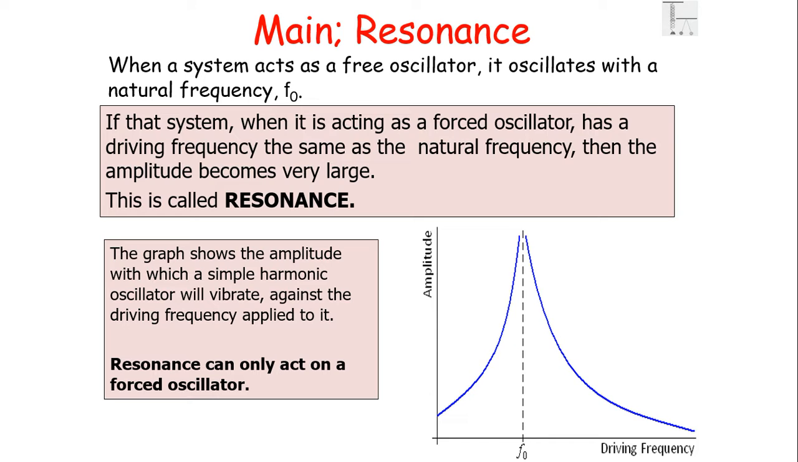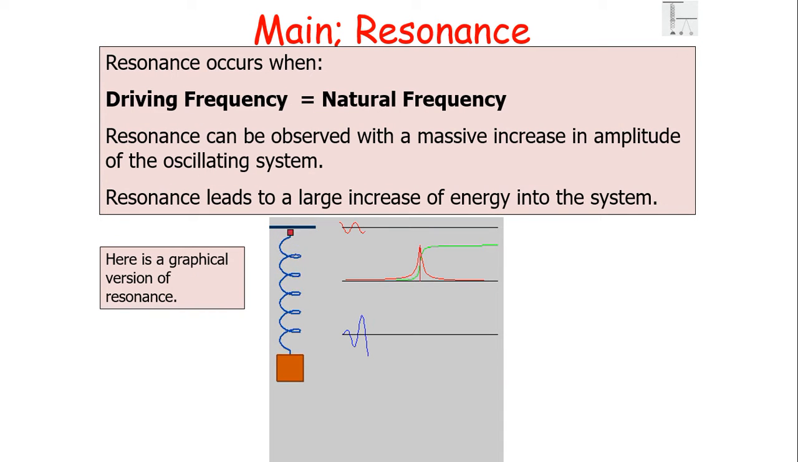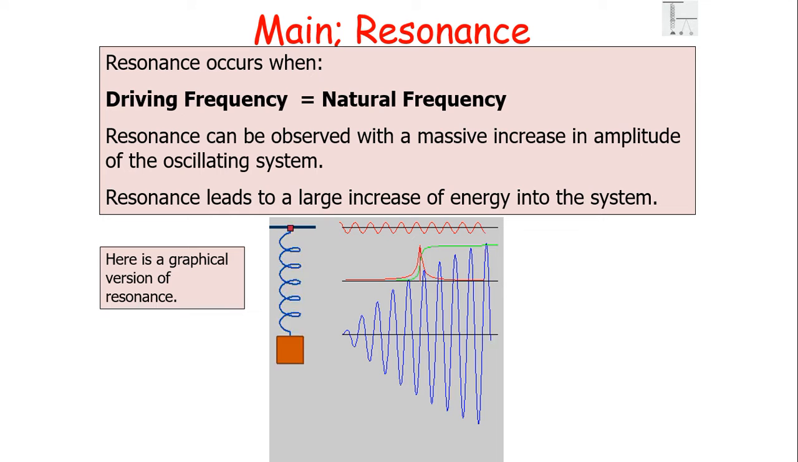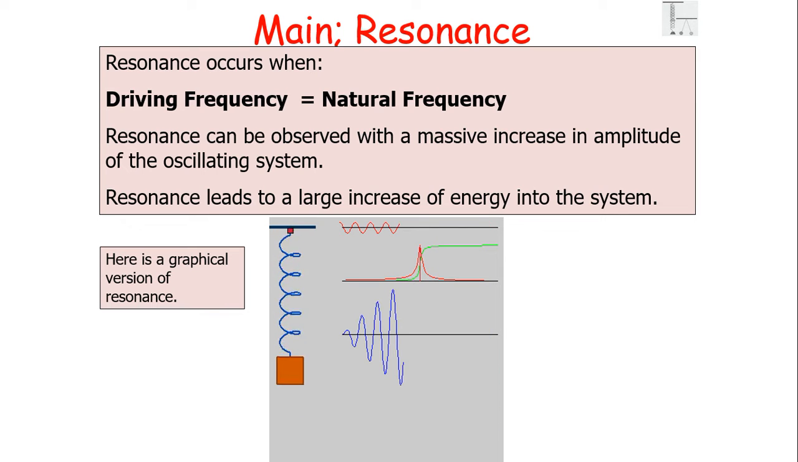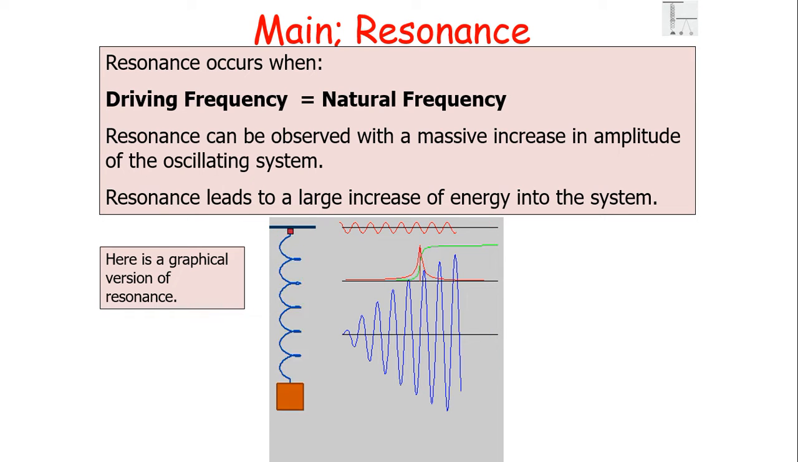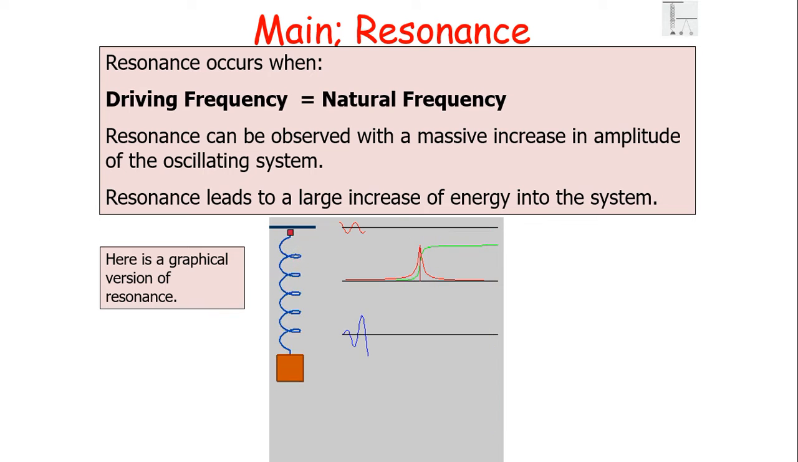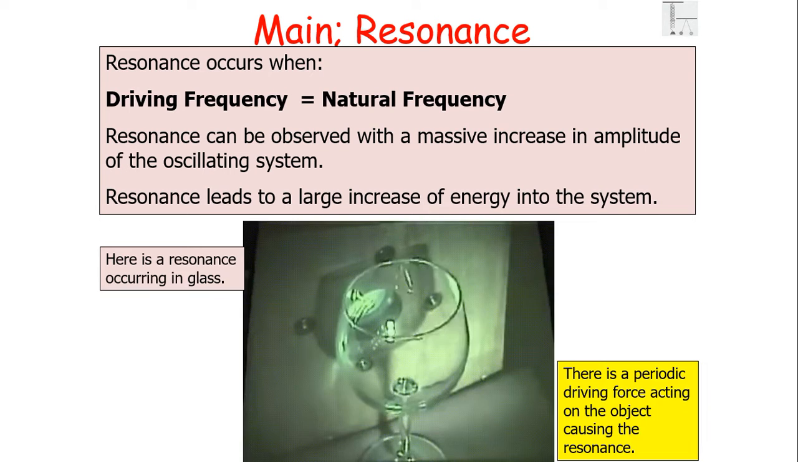This graph shows us the amplitude of a simple harmonic oscillator, when it's vibrating against the driving force applied to it. Resonance can only act on a forced oscillator. A free oscillator cannot undergo resonance. So resonance occurs when the driving frequency equals the natural frequency. We can observe resonance as a massive increase in amplitude of the oscillating system, because resonance leads to a large increase of energy into the system.